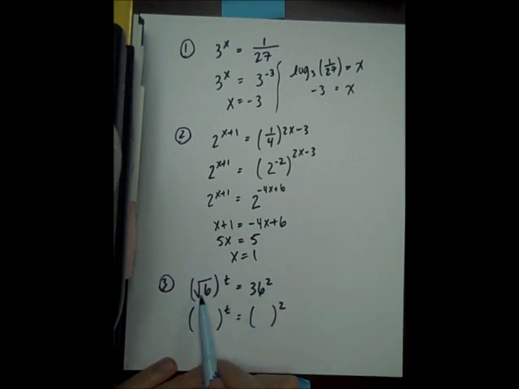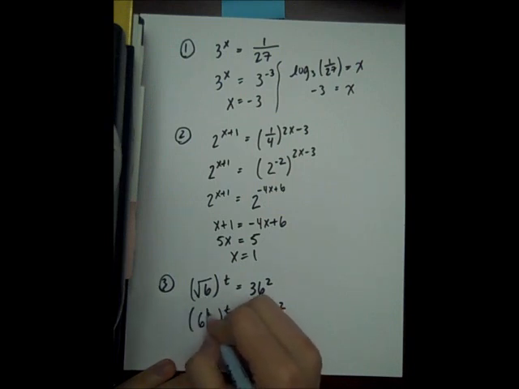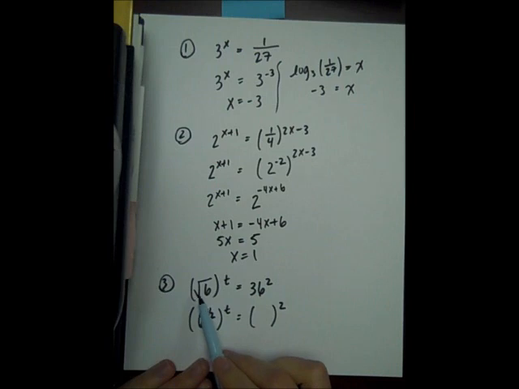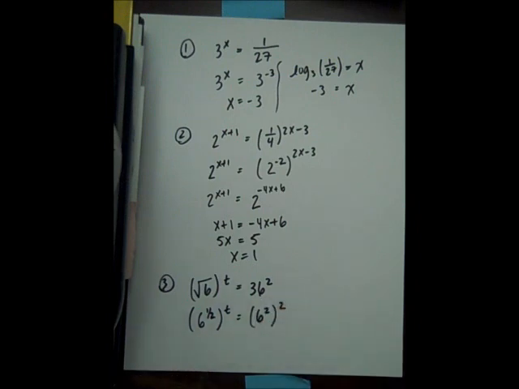So let's start with the left-hand side. How am I going to write the square root of 6 in terms of 6 to a power? This is really 6 to the 1/2. So the square root of 6 is 6 to the 1/2 because I'm trying to write it in terms of 6. What about 36? If I'm going to write 36 as 6 to a power, that's 6 squared.